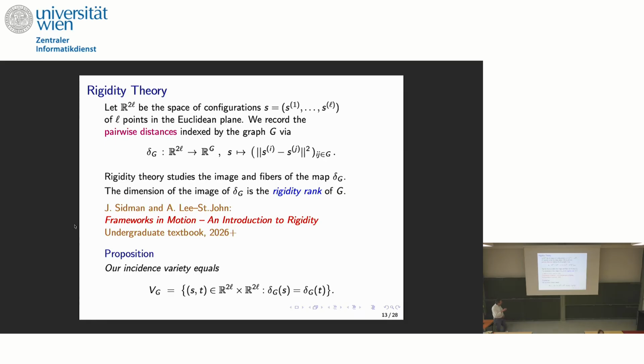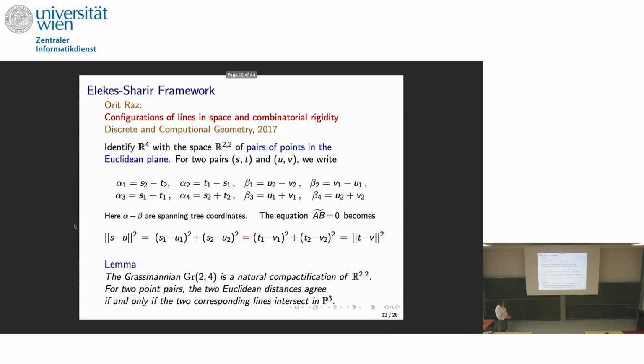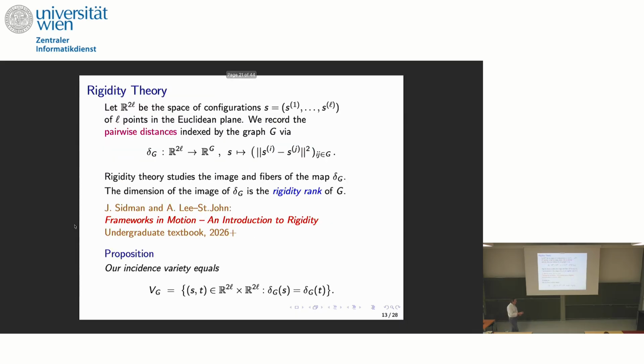We'll get there. But first of all, our incidence variety, V_G, in these coordinates, is simply the set of all pairs (s,t) in this 4L-dimensional space, L copies of R^2 times R^2, that have the same image. So if you take this lemma, this lemma immediately gives this proposition. So our variety in this formulation is simply pairs of configurations that have the same distance image, according to the graph. The graph does the measurement. You're measuring pairwise distances in the plane, and that is our variety.